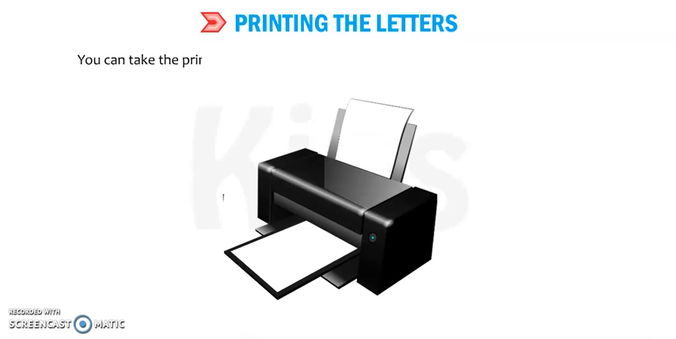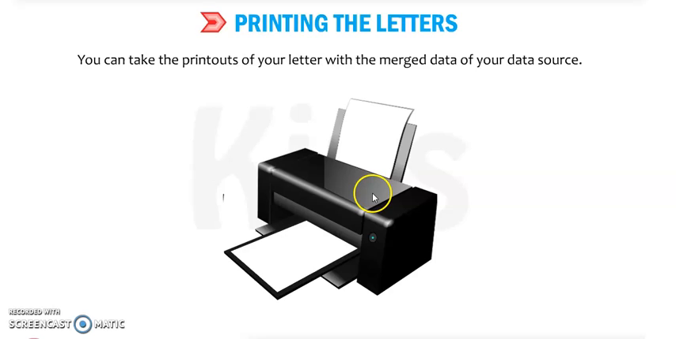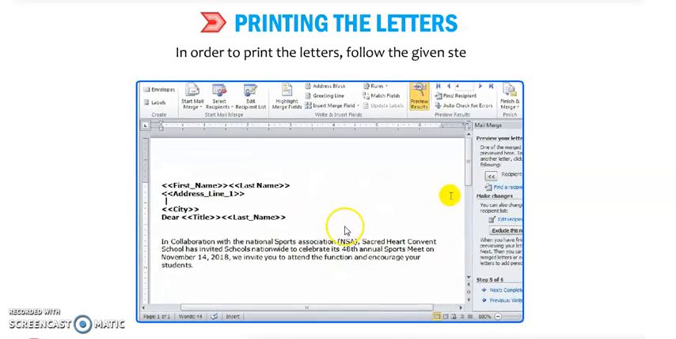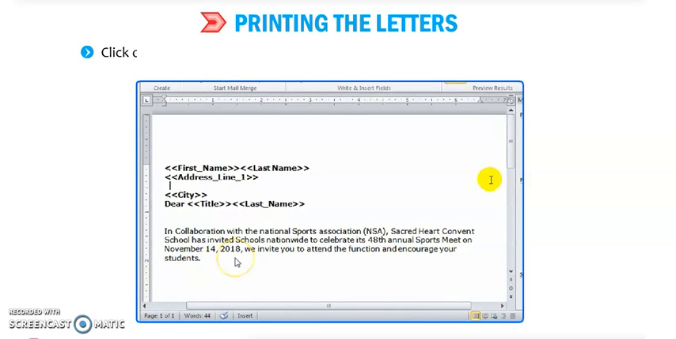Okay, after preparing those letters, after merging all the data source with our main document, if you want to print that letter, how can we print? You can take the printouts of your letters with the merge of your data source. In order to print the letters, follow the given steps.